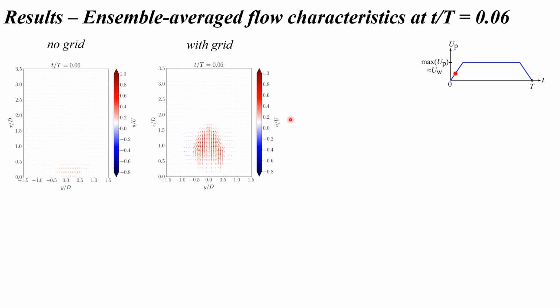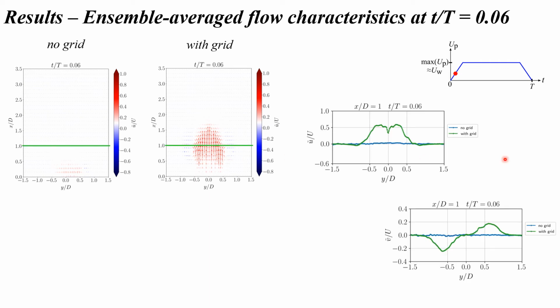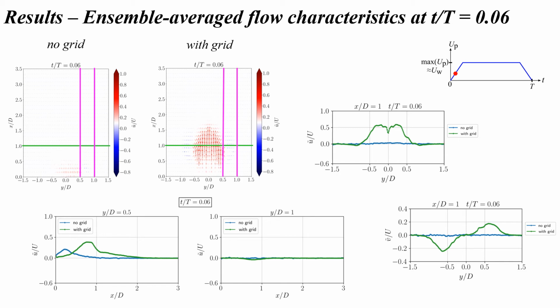As the inhalation begins, we see that the emerging flow from the no-grid model lags that from the model with the grid. When we plot the axial and lateral velocity profiles at one jet diameter outside of the mouthpiece exit along the lateral direction, we see that the velocities for the model with the grid are higher. And when we plot the axial velocities along the axial direction at two distances from the flow center line, which are half jet diameter and one jet diameter, we again see that the axial velocities for the model with the grid are higher.